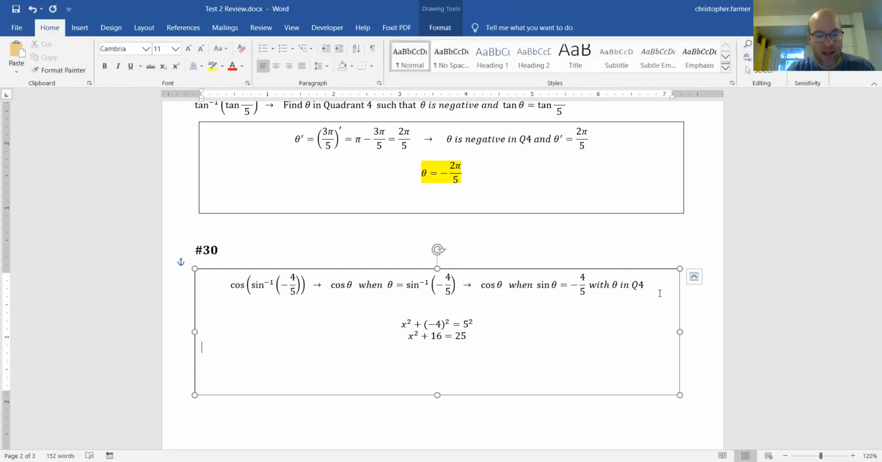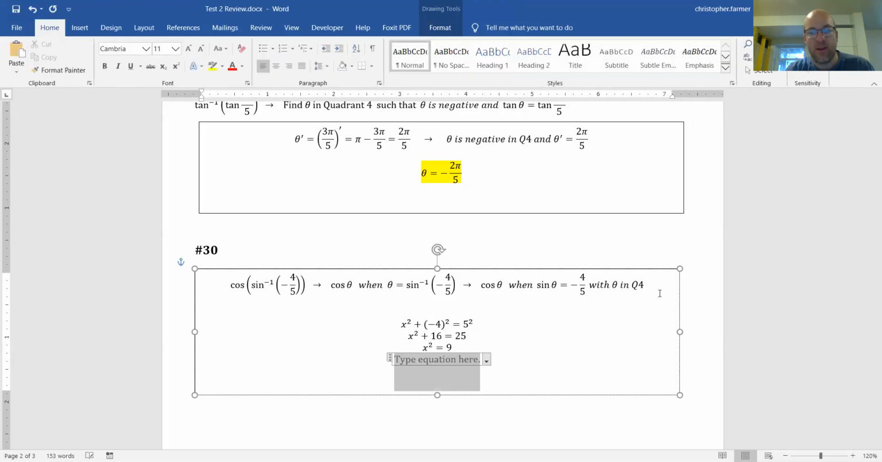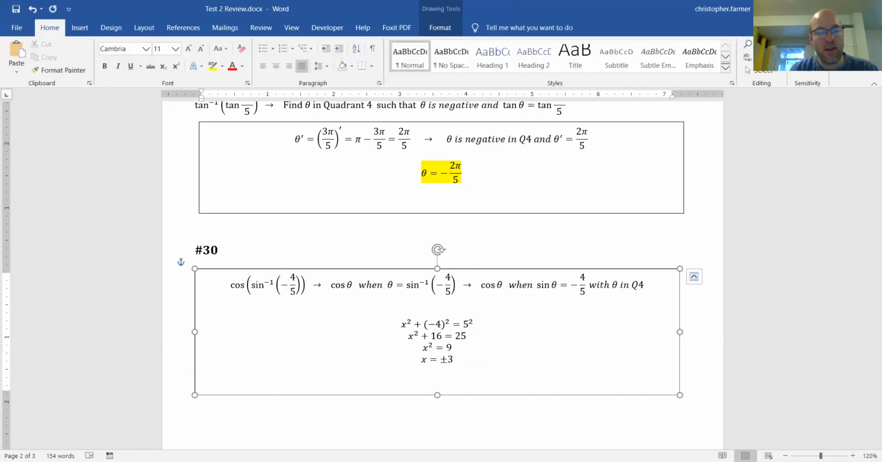Squaring the 5 gives you 25. That leaves you with x squared, when you subtract 16 from both sides, is equal to 9. And really the only reason I was writing this out is to make sure that, remember, when we take the square root of both sides, you get both a plus or minus square root. So remember, that doesn't mean we have two different answers here, it just means that we have to decide.